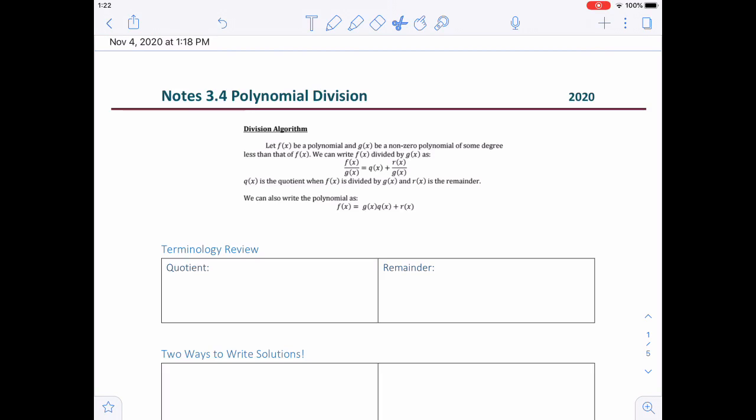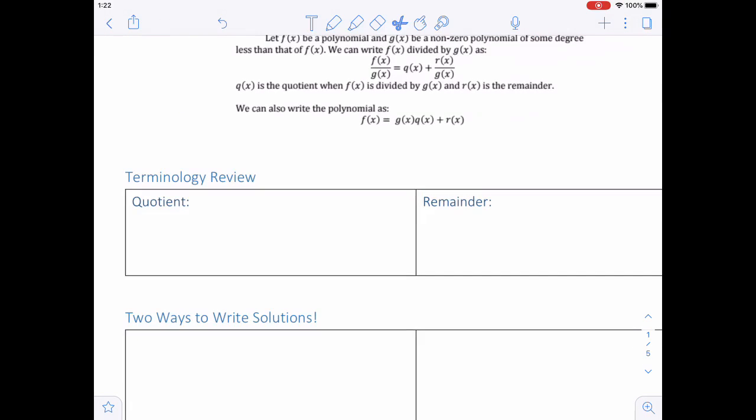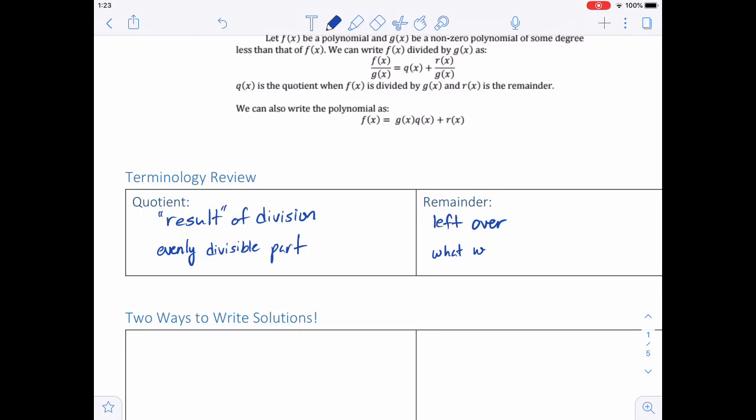So let's do a quick review of some terminology. When we're dividing, we have the quotient. This is sort of what we normally call the result of division. Now it's not really the full result. This is like the evenly divisible part. When we're dividing numbers, this is like the whole number part. Our remainder is the leftover, what we weren't able to divide out, what we couldn't divide evenly.